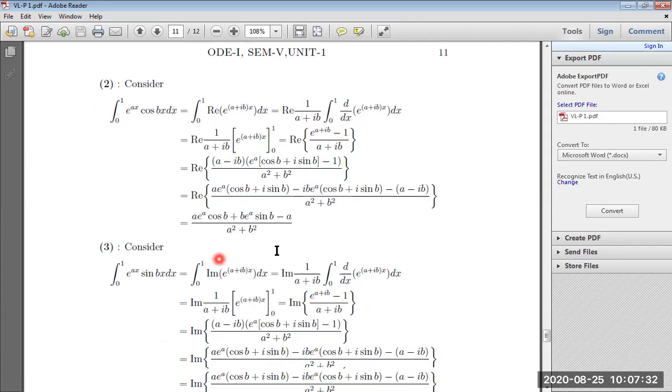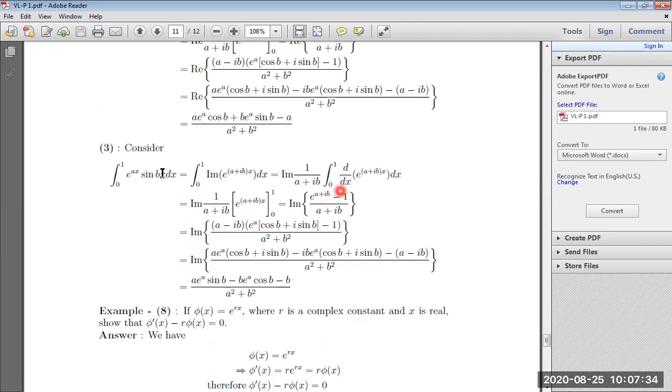Similarly, for the other one, just find the imaginary part or do the calculations which I have explained earlier in this way, and get this.